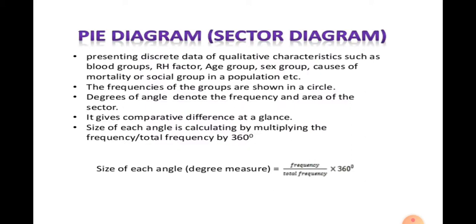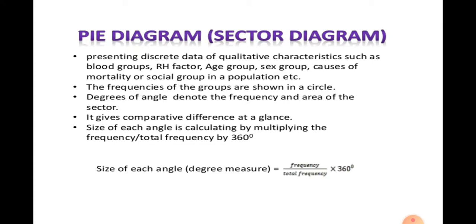Now, last topic, this is the pie diagram, also known as sector diagram, presenting discrete data of qualitative characteristics such as blood groups, RH factor, age group, sex group, causes of mortality or social group in a population, etc. The frequencies of the groups are shown in a circle. Degrees of angle denote the frequency and area of the sector. It gives comparative difference at a glance.